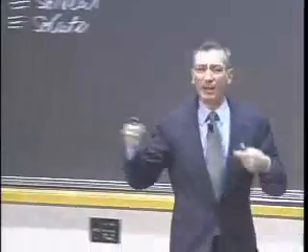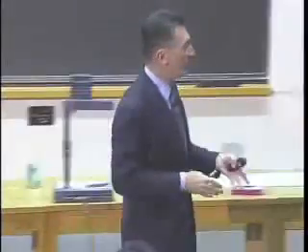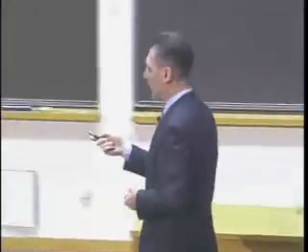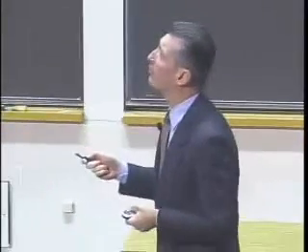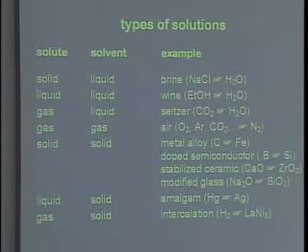So I just want to make you understand that solutions are not simply aqueous solutions. Solutions span all of chemistry. So let's go down this chart that's been organized according to state of aggregation. First case, we've got a solid solute and a liquid solvent. Well, brine is a good example of that. You've got solid sodium chloride dissolving in liquid water.